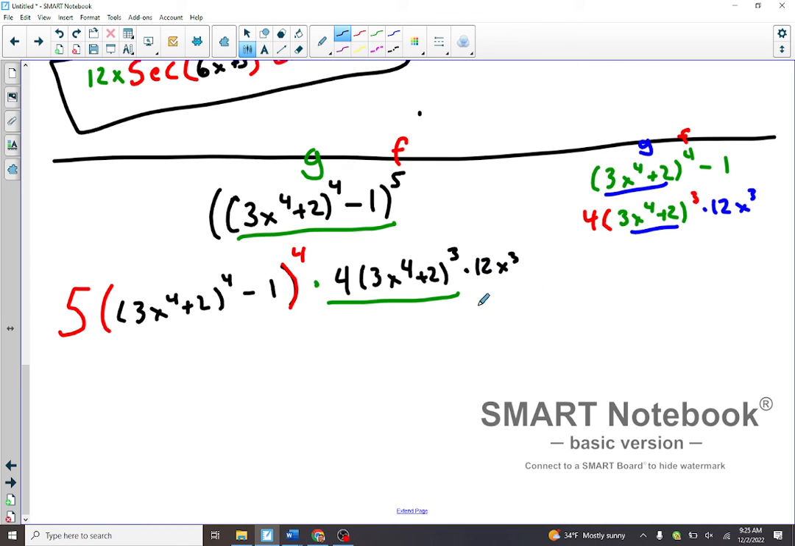Multiply 5, 4, 12 of them. That one you will, because those are actual numbers. 40, 20, and then 12 is 240. So 240, I'll put the x to the third in front, and then all this.